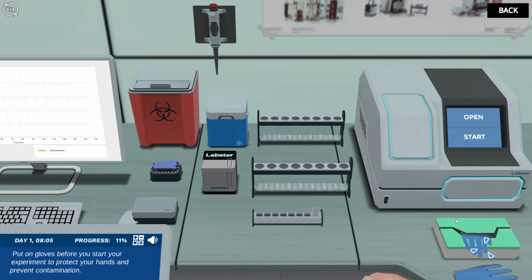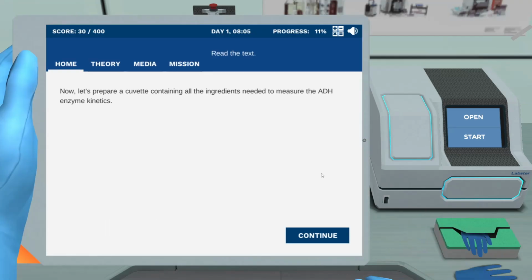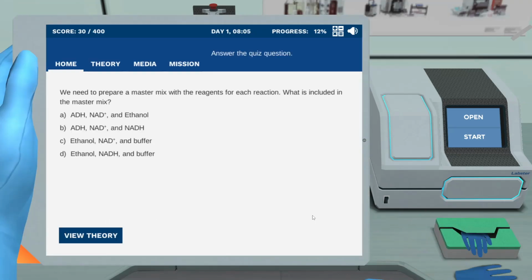Put on gloves before you start your experiment. We need to prepare a master mix with the reagents for each reaction. What is included in the master mix?